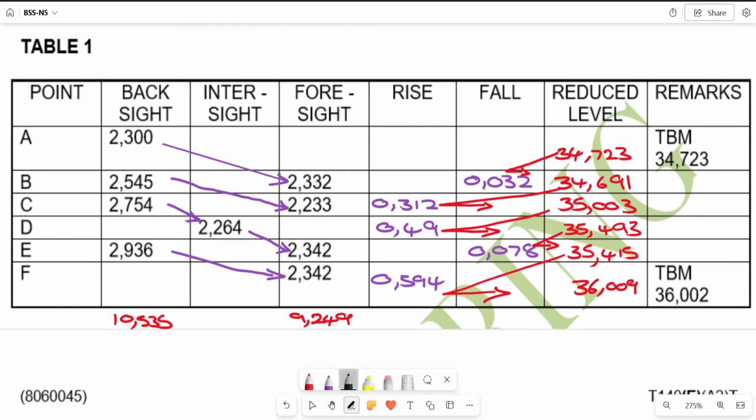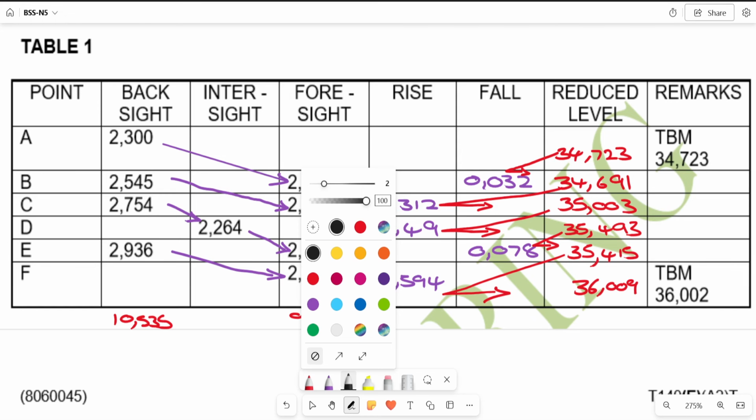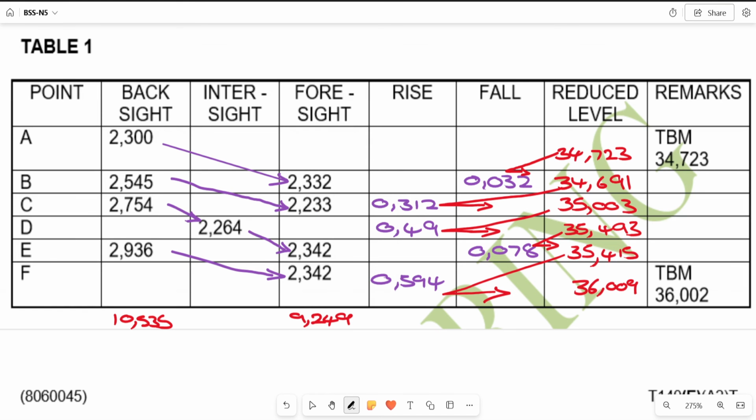I think it's going to confuse people. What I'm going to put is 10.535 over here, and I'm going to subtract, because this is backside minus the foresight, and what I'm going to get is 1.286. So the backside minus the foresight is supposed to be equal to the rise minus the fall.